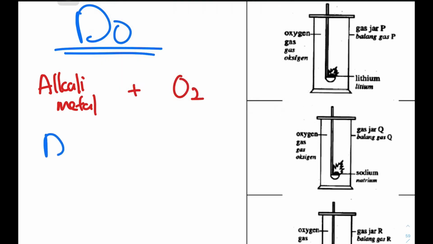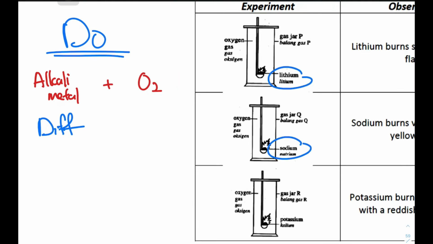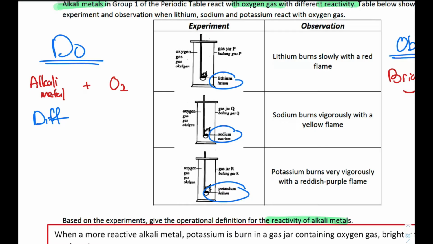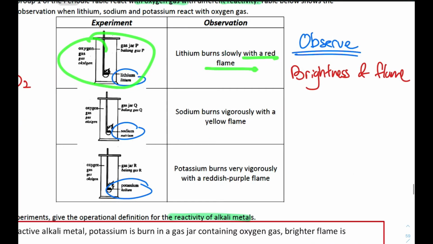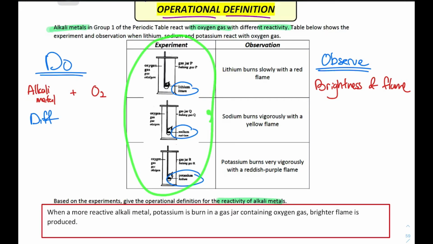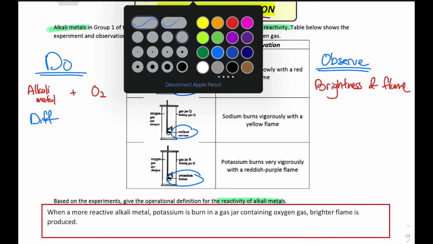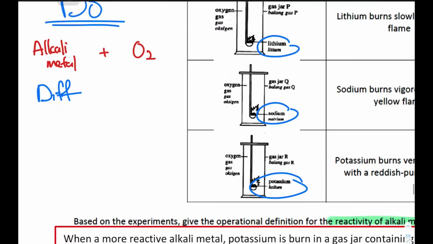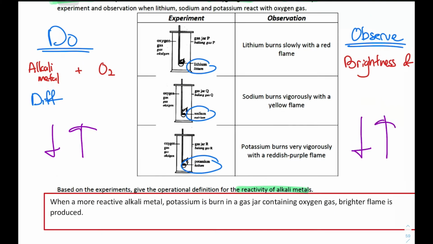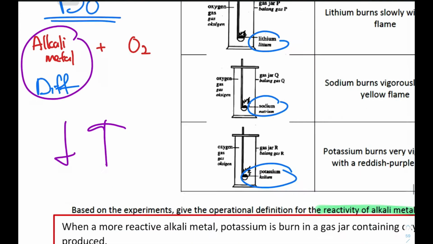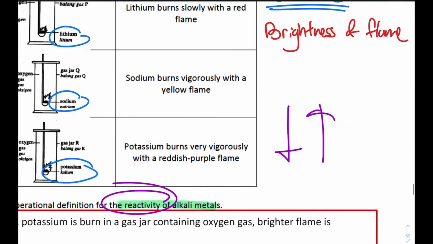We have different alkaline metals here: lithium, sodium, potassium. We cannot just say lithium put into oxygen, red flame, because it doesn't talk about sodium and potassium. You have to give a statement that includes everyone: lithium, sodium, and potassium. A tip here: to make this sentence, you can always make a comparison, which tells the relationship. Alkaline metals have different reactivity. So if the alkaline metal is more reactive, what happened? The flame will be brighter.